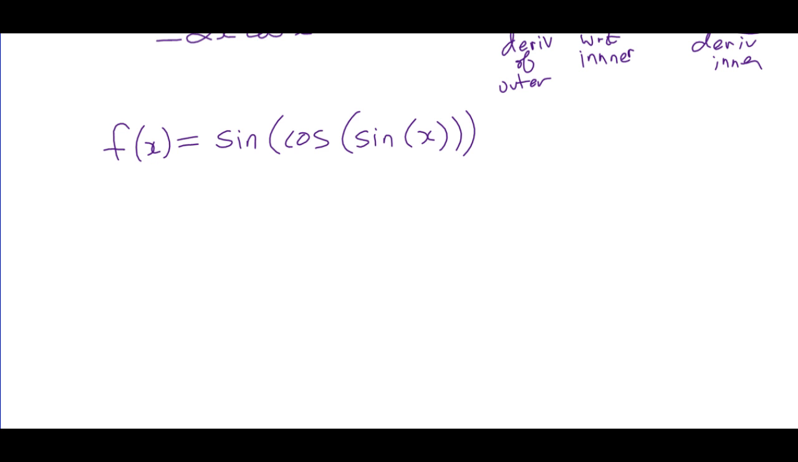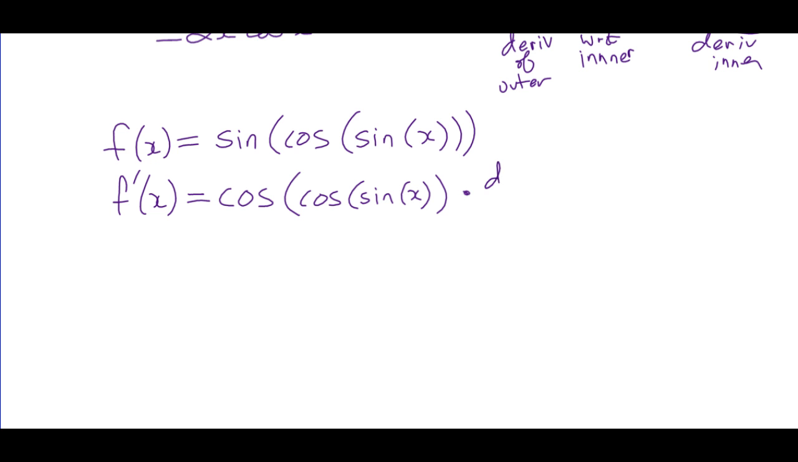Okay, f of x is the sine of the cos of the sine of x. I wonder what that looks like. I have no idea. But I do know its derivative. Okay, so we take the outer function, which is sine. So we take the derivative of the outer, which is cos of the inner, which is cos of sine of x. Times the derivative of the inner.